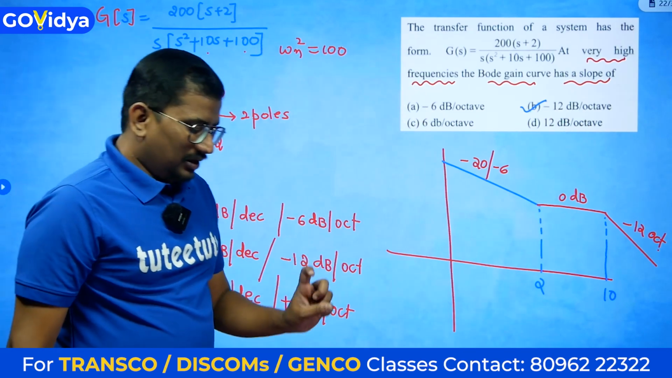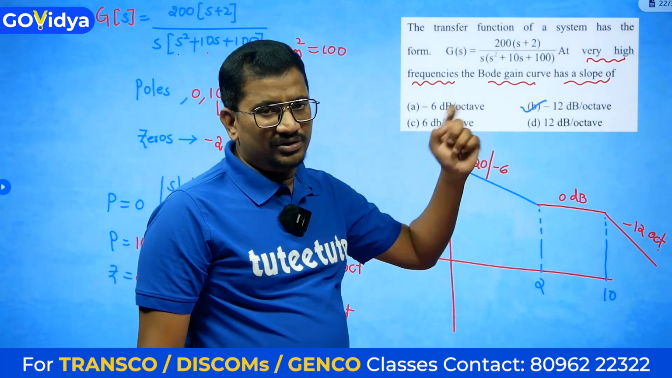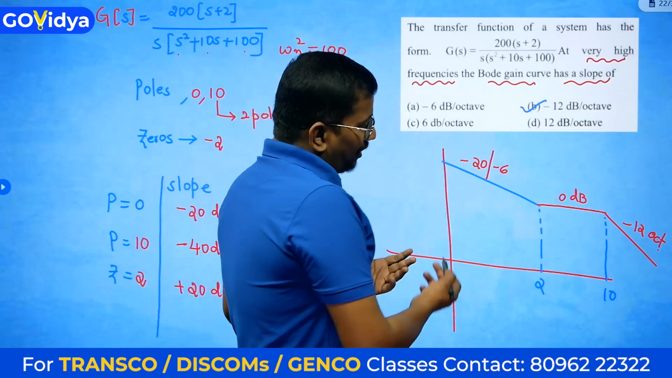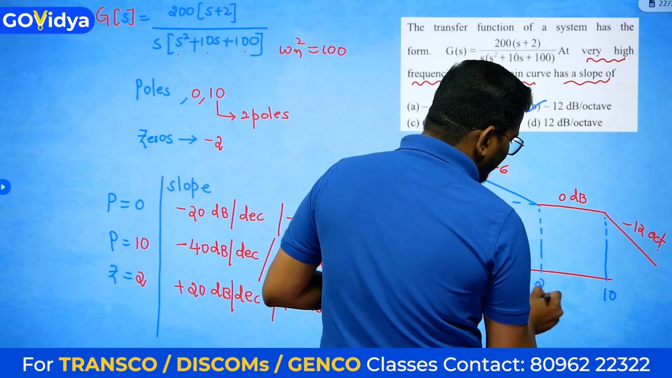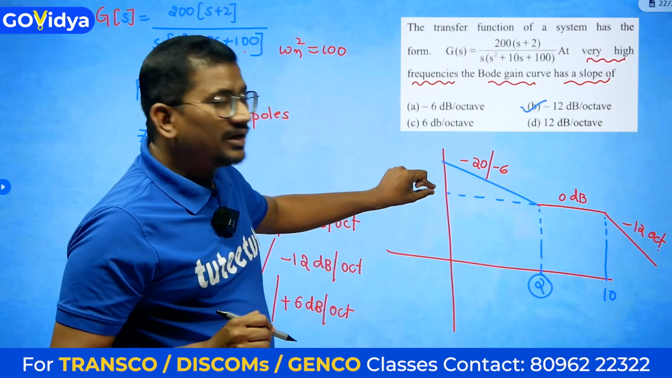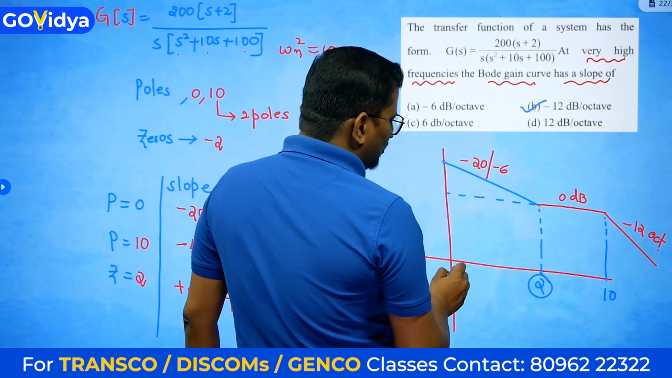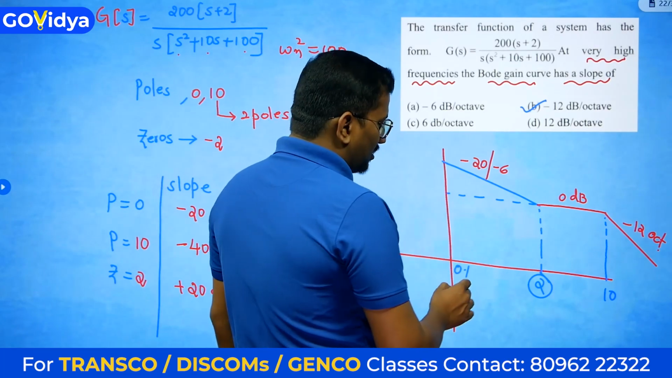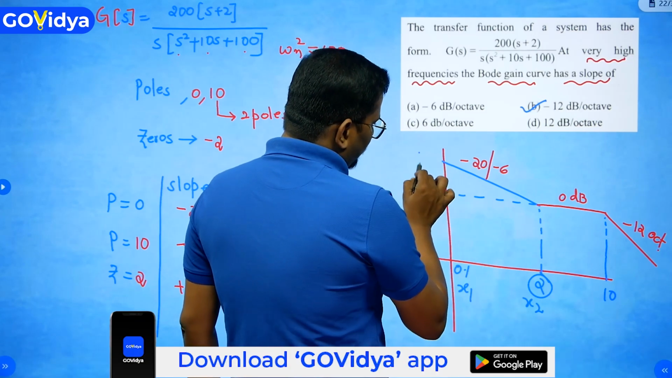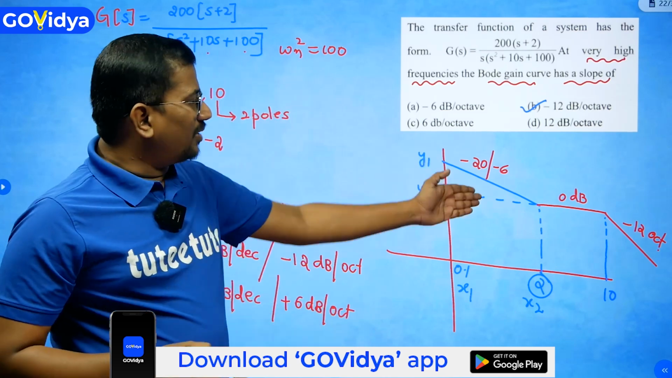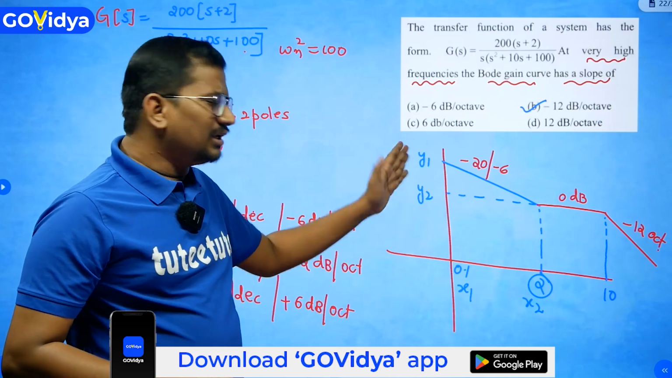Okay. So in TRANSCO GENCO, what they will ask is either this kind of question, or generally they may give you a random plot. From the plot they will ask you what is the gain at this particular frequency. Then you have to use the slope method. This is your initial guess. Let us say this is x1, this is x2, this is y2 and this is y1, right? You know the slope formula, y2 minus y1 by x2 minus x1, which is nothing but the slope, minus x dB. From that you can calculate y2.